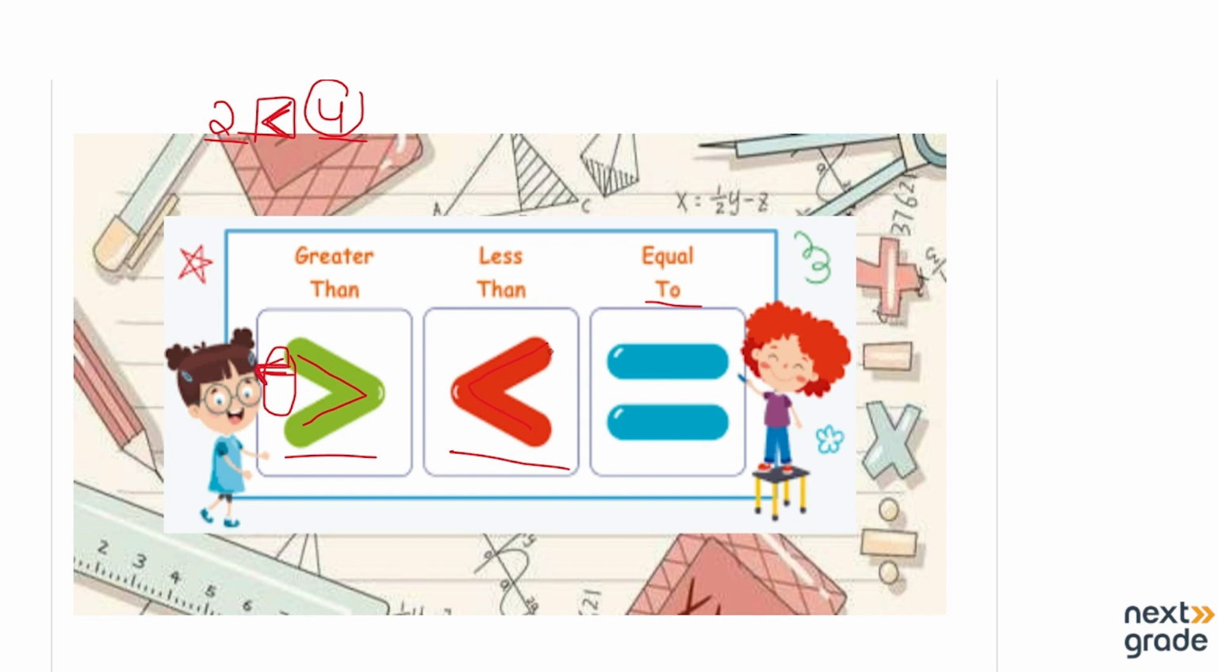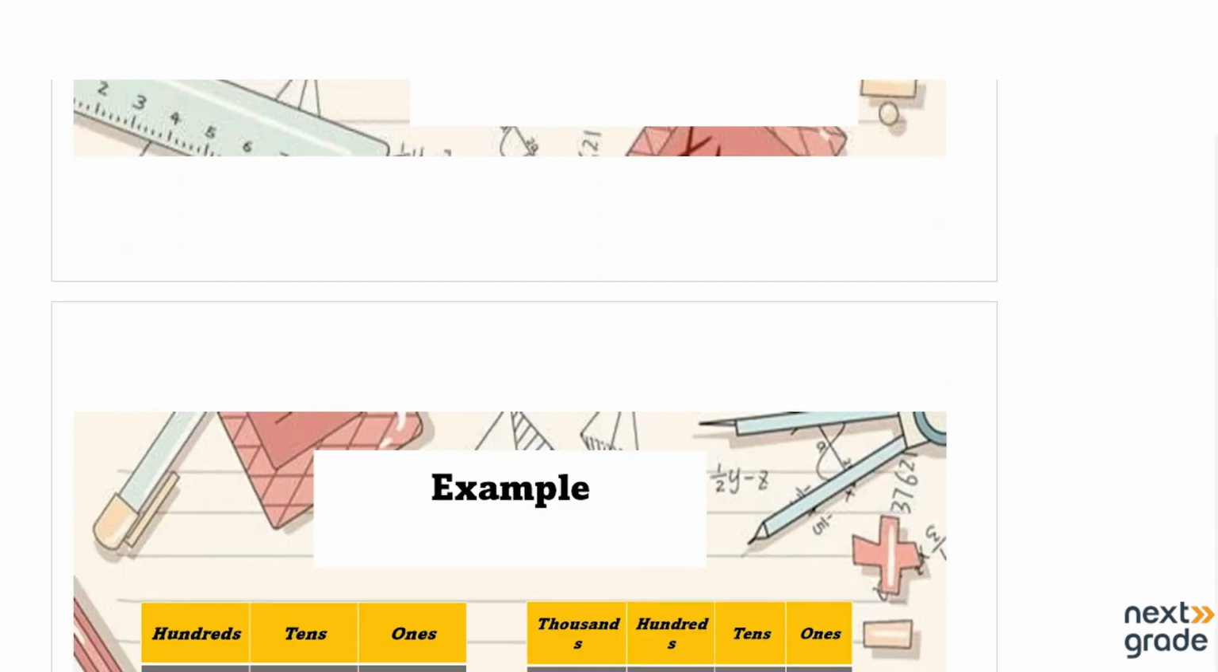If this side is showing the opening side, that means the number on this side is going to be the greater number. Okay, so in this way we can use these to represent which number is greater, which number is smaller and which is equal to. Let's move to the next slide.